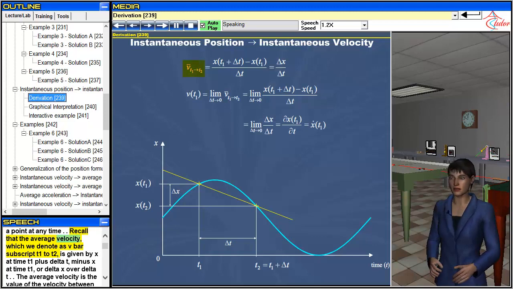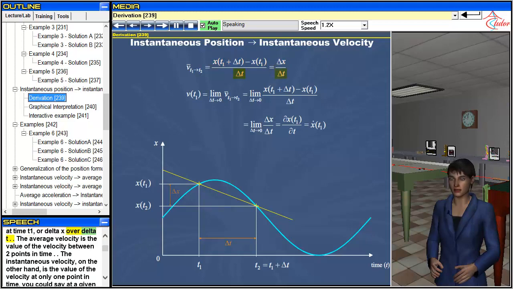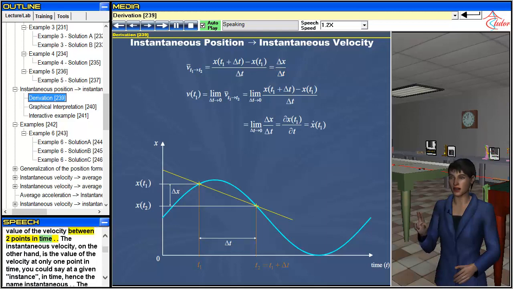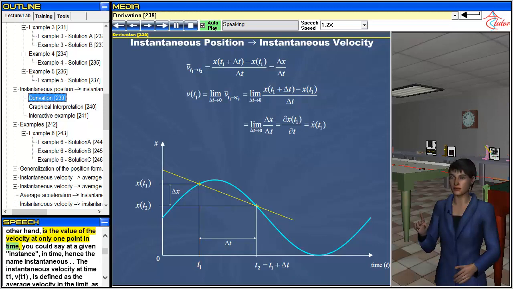Recall that the average velocity, which we denote as v bar subscript t1 to t2, is given by x at time t1 plus delta t, minus x at time t1, or delta x, over delta t. The average velocity is the value of the velocity between 2 points in time. The instantaneous velocity, on the other hand, is the value of the velocity at only one point in time. You could say at a given instance in time. Hence the name instantaneous.